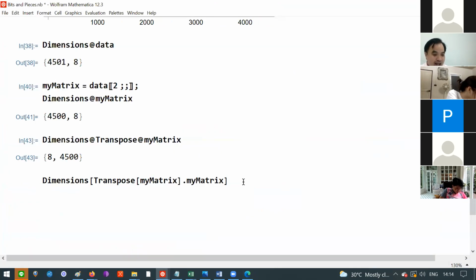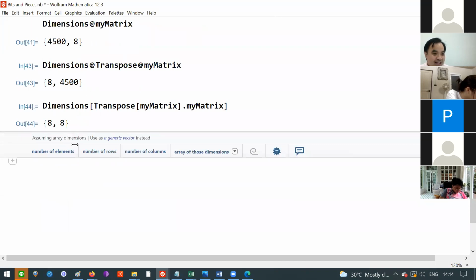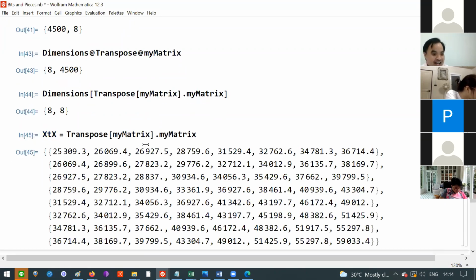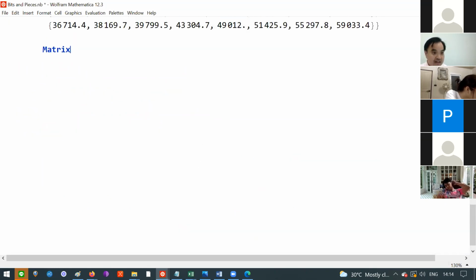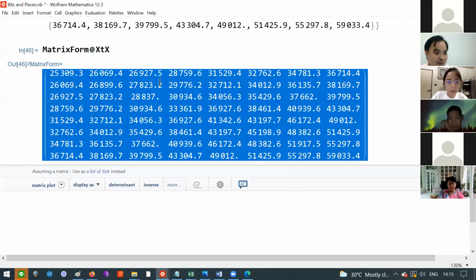Okay. Now, I'm going to call this thing my X transpose X. Okay. And let's see what it looks like in matrix form. Okay, it's just some number. It's just a bunch of numbers.